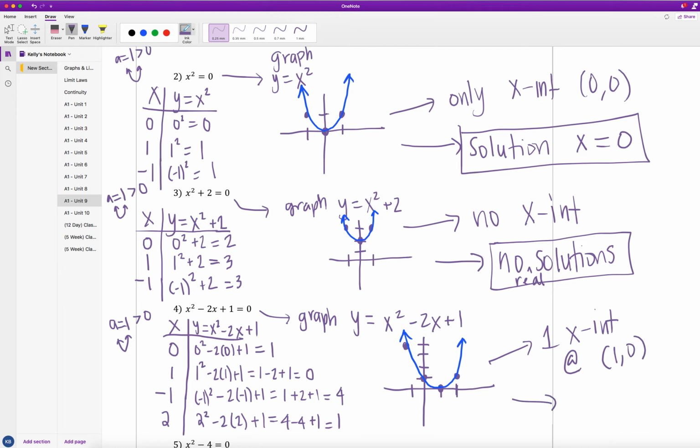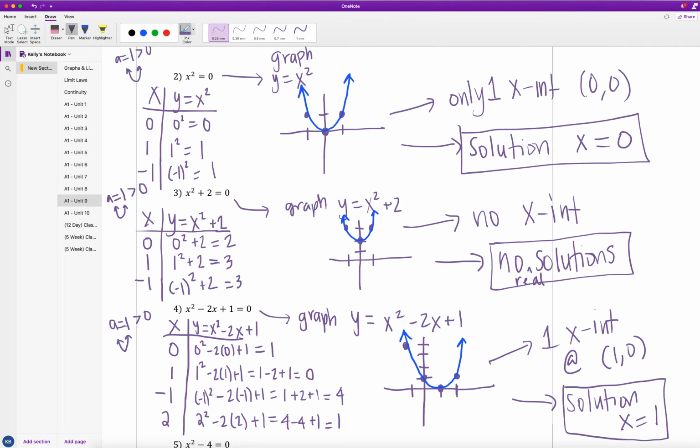So this is similar to example 2 where we only had one x-intercept. Oops, I forgot the word one. So only one x-intercept up here as well. That one just happened to be at 0, 0. This one has been moved or shifted to the right, and it's at 1, 0. So our solution then for example 4 is just going to be x equals 1.